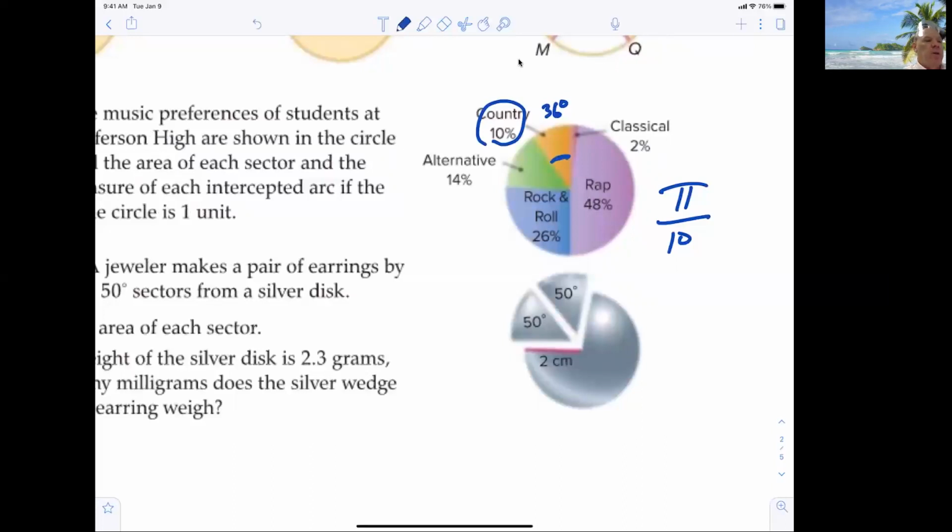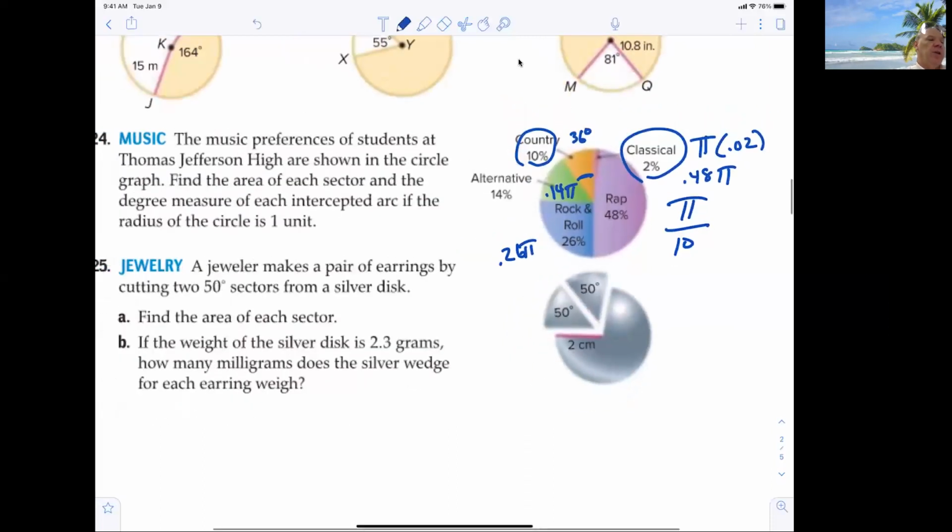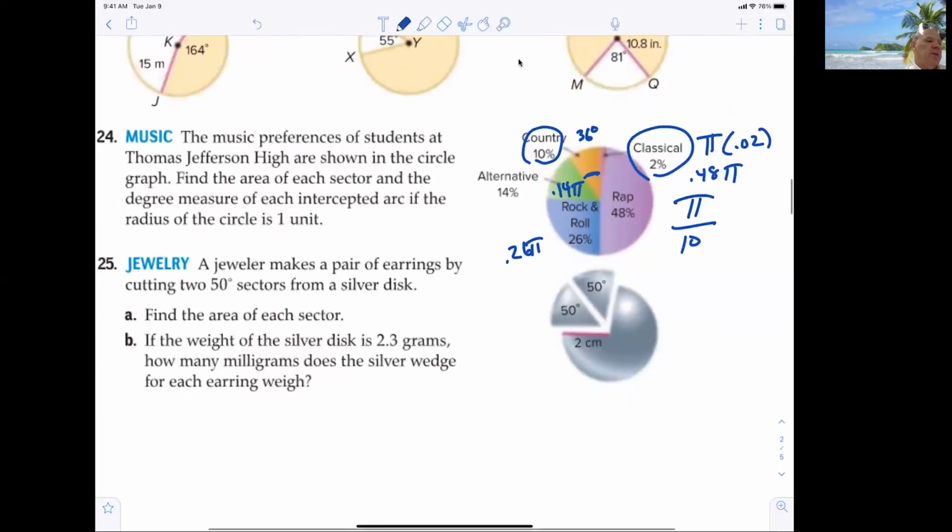So here we have classical as 2%. So I just take pi and multiply it by what? 0.02. Rap, 0.48 times pi. Rock and roll, 0.26 times pi. Alternative, 0.14 times pi. Does that make sense now? All right. Now, if you want to figure out the degree of each one, that's when you do 0.48 times what? 360. 0.02 times 360. That'll tell you the degrees. All right. Does anybody else have any questions on 24?